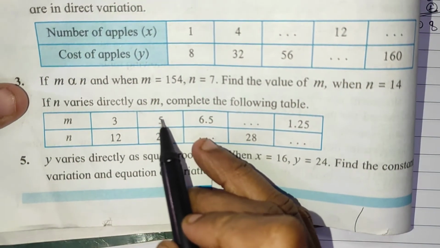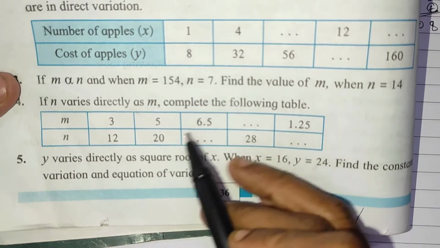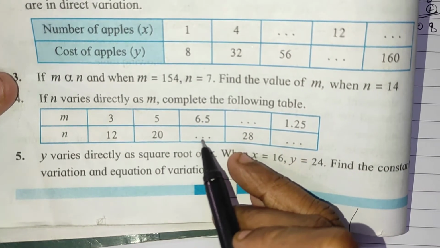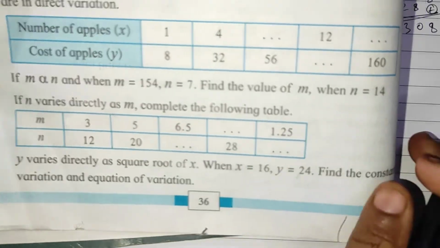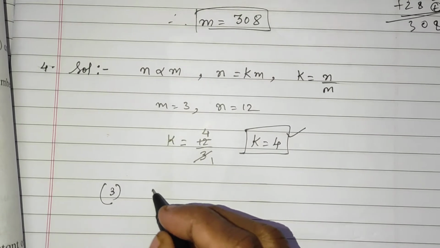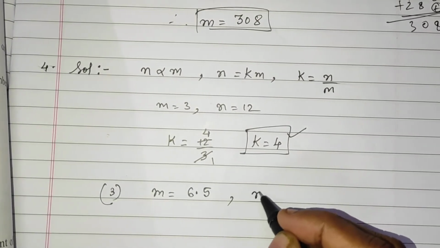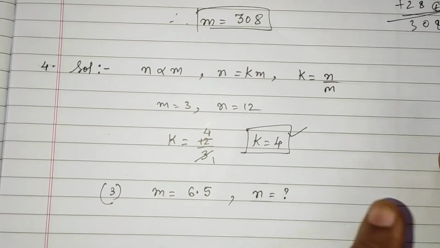See, we can cross check it. 5, so 5 fours are 20. So k, again k is equal to 4. So using k is equal to 4, we will solve this. So let's see the third one. Here m is equal to 6.5 and n is missing.